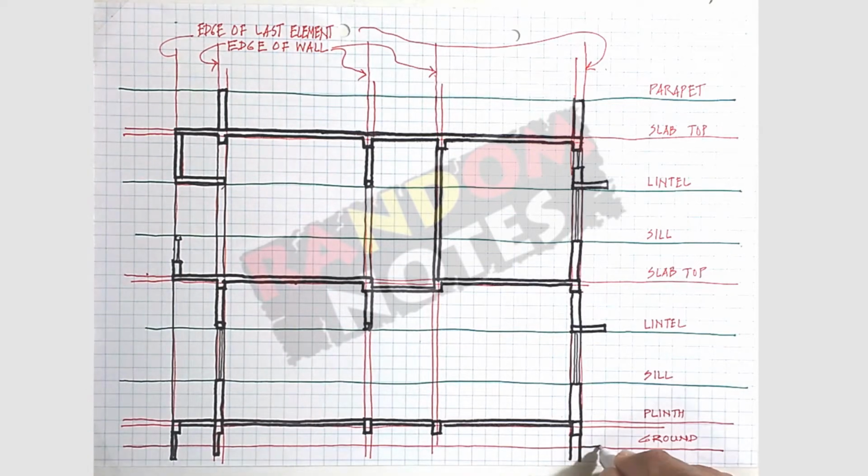Always show the ground line. It should be drawn using a thick line. It enhances the importance of this reference or datum in the whole drawing.